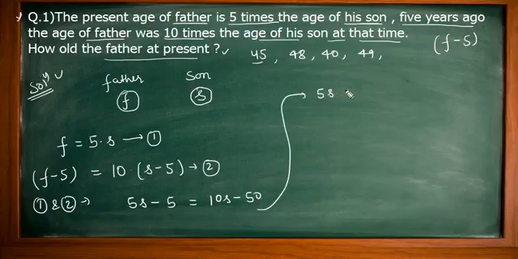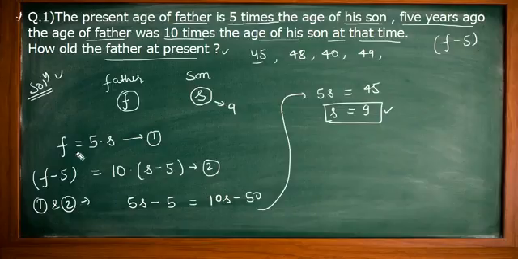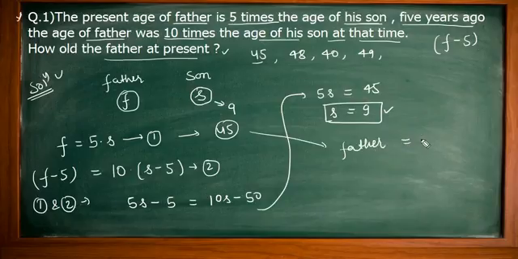5S equals 45. Solving these two sides, you will get 5S equal to 45 and S will equal 9. If you put it here, F equals 5 into S, so 5 into 9 gives you 45. So father will be 45.